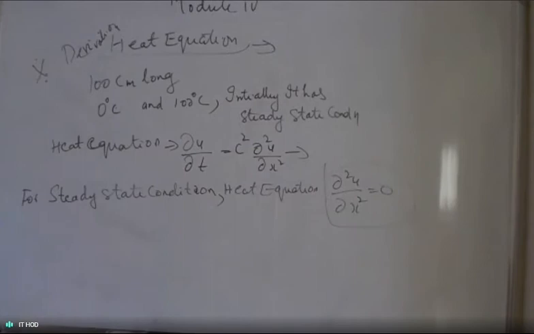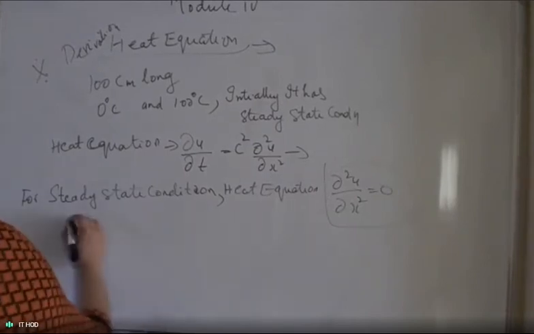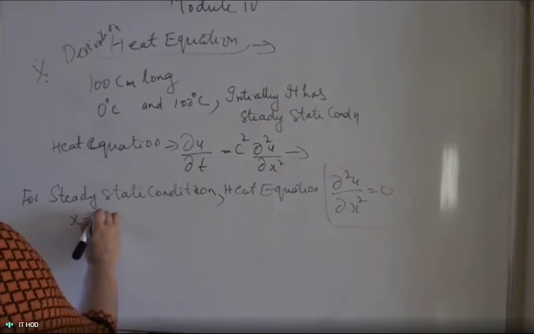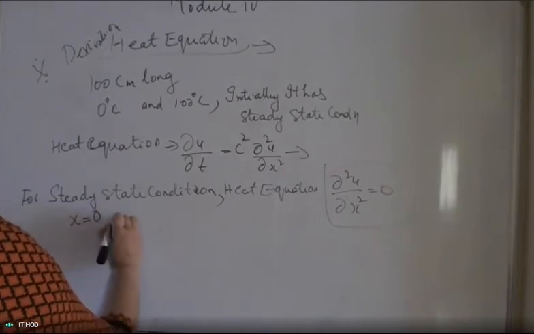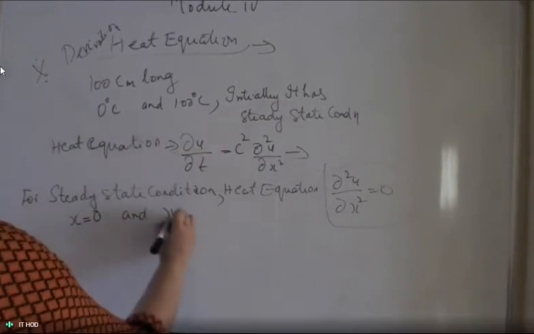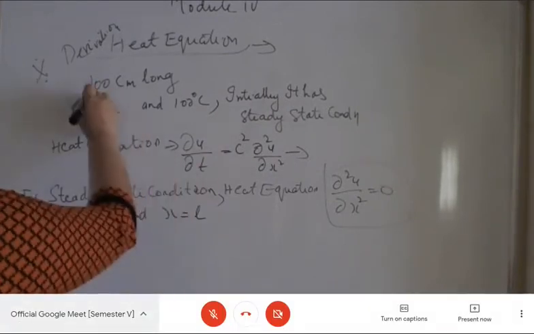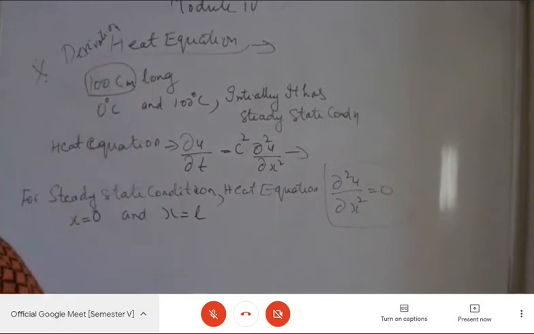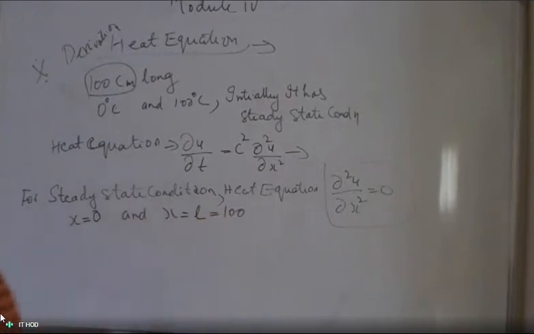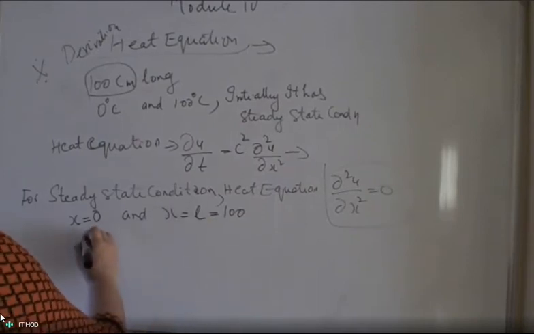So remember that. And we have x equal to 0. What is this? x is the displacement, the distance. x is equal to 0 and x is equal to L. Here L is equal to 100. And the temperature changes from 0 to 100. So I'm going to write the boundary conditions.